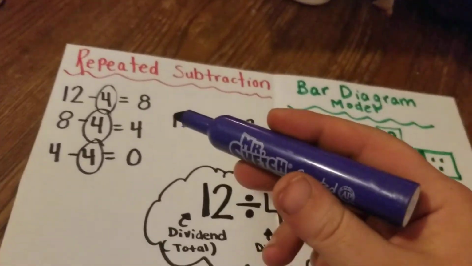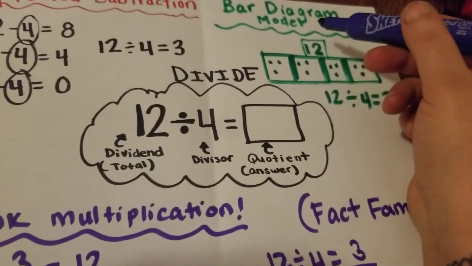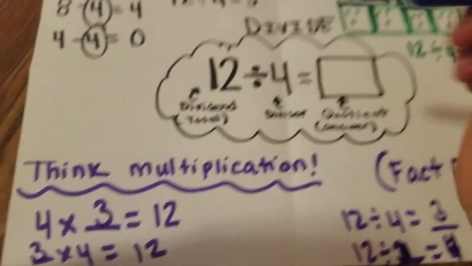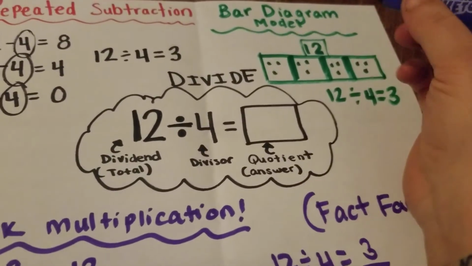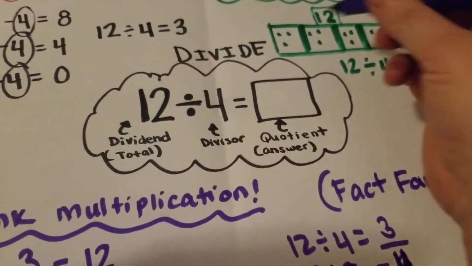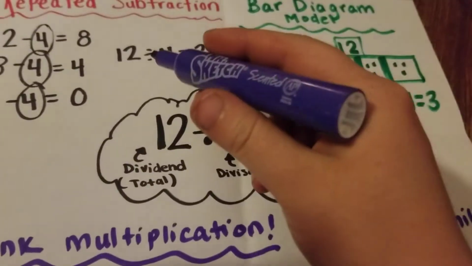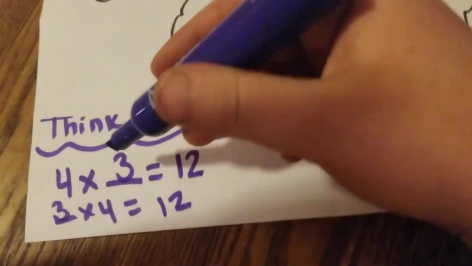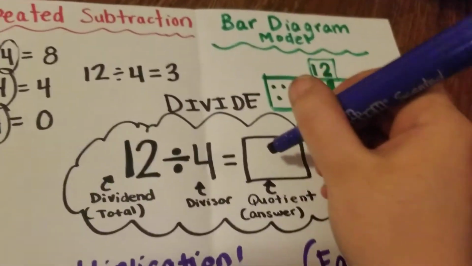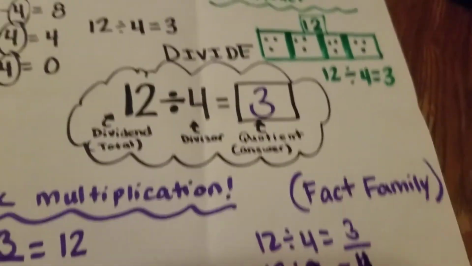So, boys and girls, we used repeated subtraction, a bar diagram model, and we thought multiplication to find the answer to 12 divided by 4. Our quotient, or our answer, boys and girls, we found it here, we found it here, we found it here. 12 divided by 4 equals 3.